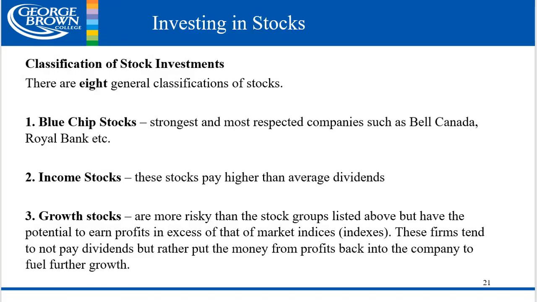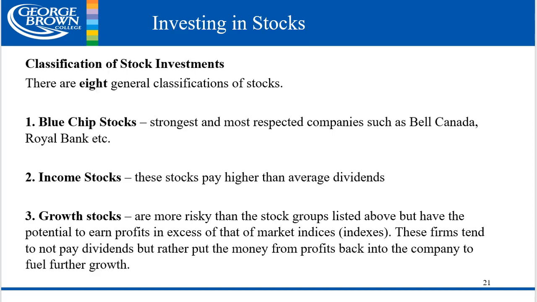A few of those last few slides were my own content to complement the course, but now we're back into investing in stocks, and this is straight out of the notes that are posted on Blackboard. These next two slides look at classifications of stock investments, and there are 8 general classifications of stocks. Number 1 is blue chip stocks. These are the strongest and most respected companies, such as Bell Canada, Royal Bank.